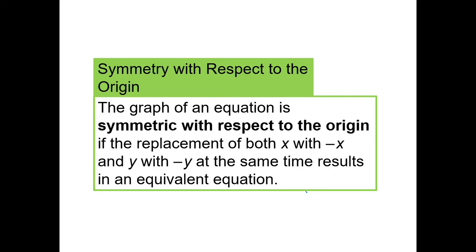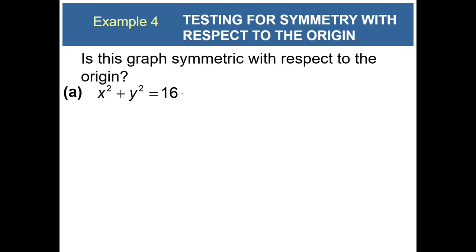Symmetry with respect to the origin. The graph of an equation is symmetric with respect to the origin if you replace x with negative x and y with negative y, you get an equivalent equation. Is this graph symmetric with respect to the origin? In order to check for symmetry with the origin, we have to replace x with negative x and replace y with negative y. And if we get the same equation, it must be symmetric about the origin.